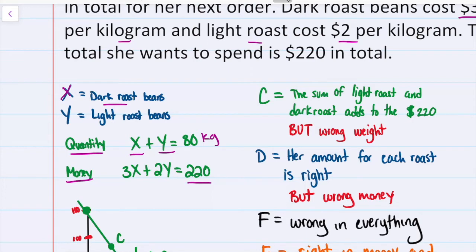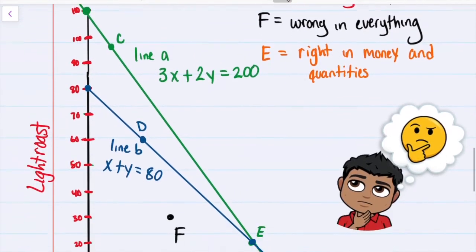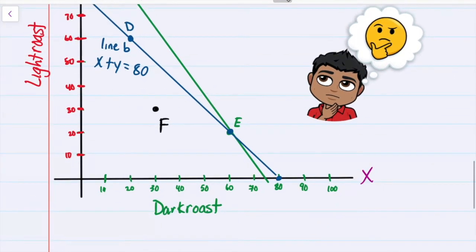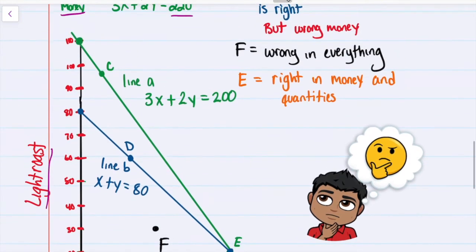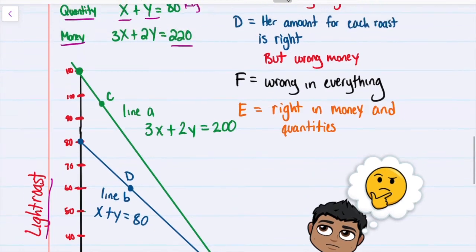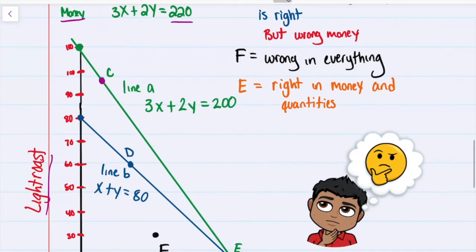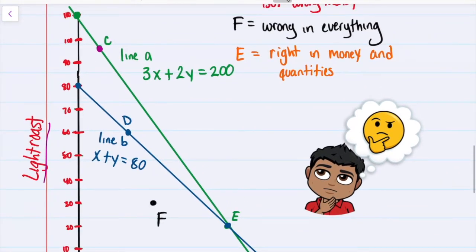So once we have this information, guys, we are able to look at the graph. Now, in this graph, the X represents the dark roast beans, and the Y represents the light roast, the different types of coffee beans. You guys have to understand what each letter represents. Well, let's look at letter C. At letter C, look where it stands. It's only on the green line.